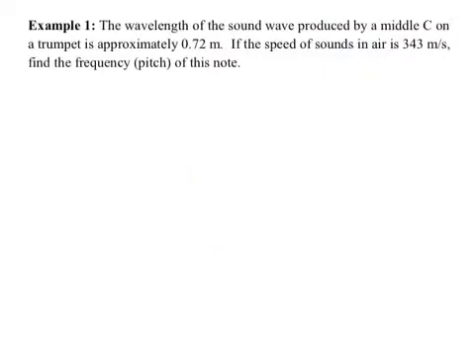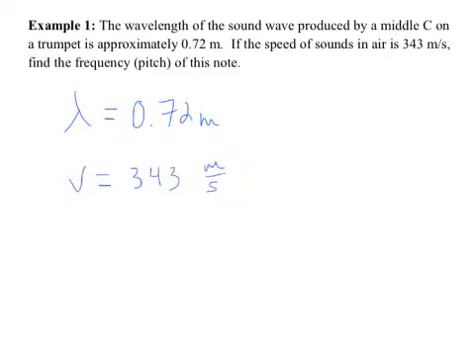Example 1 says the wavelength of the sound wave produced by a middle C on a trumpet is approximately 0.72 meters. If the speed of sound in air is 343 meters per second, find the frequency or the pitch of this note. So we start with our givens. We're told that the wavelength lambda is equal to 0.72 meters. The speed of sound in air is 343 meters per second. And we want to figure out what the pitch is of this note, or the frequency in hertz.